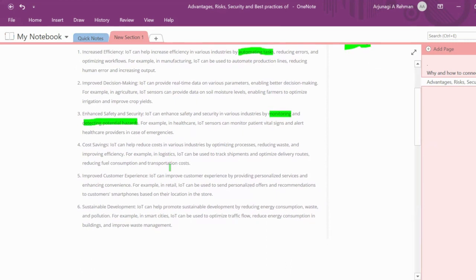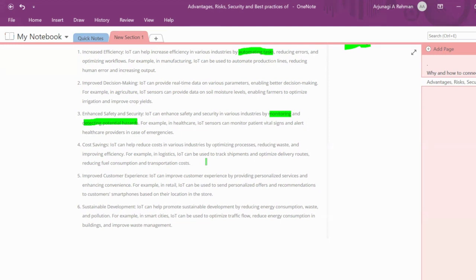Fourth point is cost saving. IoT can help reduce costs in various industries by optimizing processes, reducing waste, and improving efficiency. For an example, in logistics, IoT can be used to track shipments and optimize delivery routes, reducing fuel consumption and transportation costs.